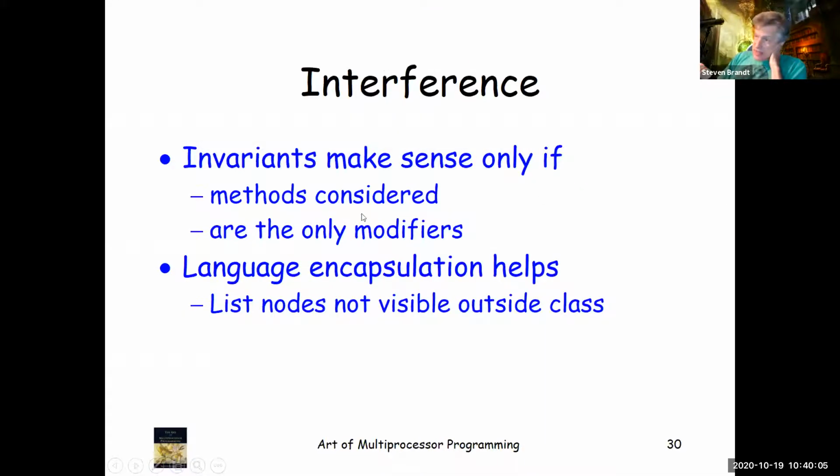Invariants only make sense if the methods considered are the only modifiers. If there's some way to access the data and change it outside the methods, then you can't really use the concept of an invariant in any reasonable way. But language encapsulation helps, so you can say things are private and you can prevent other classes from getting in there and changing the data.